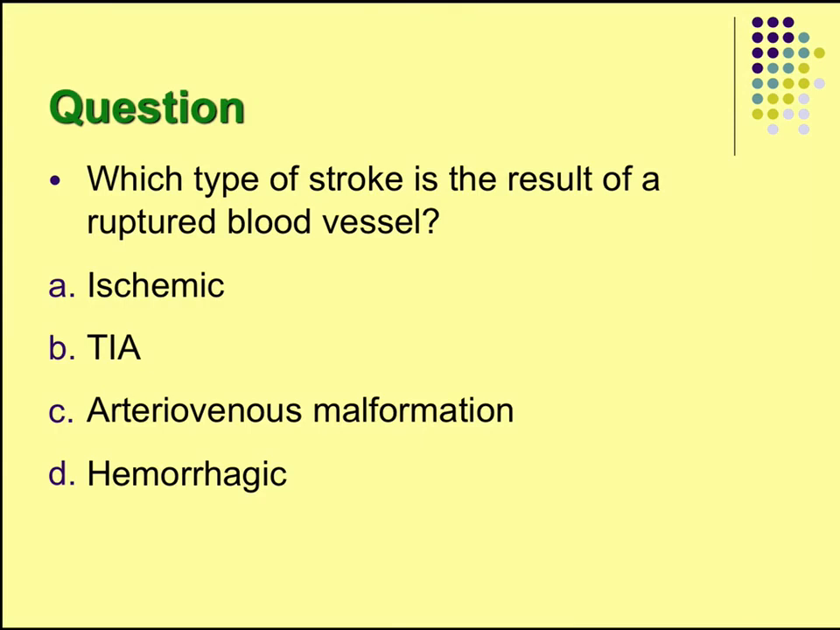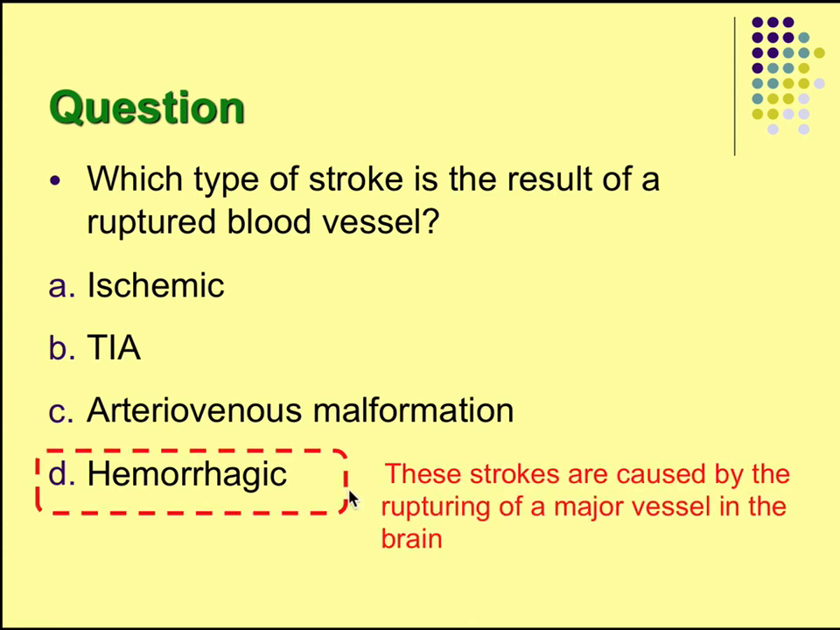So we will end with this question. Which type of stroke is the result of a ruptured blood vessel? And the best answer would be a hemorrhagic stroke.